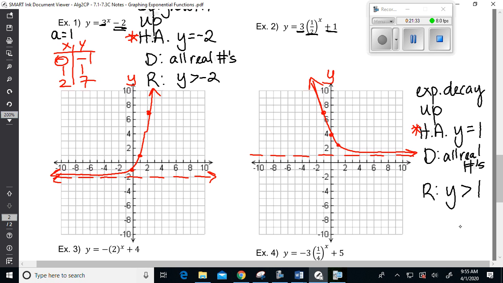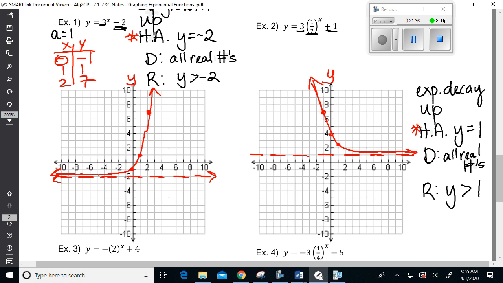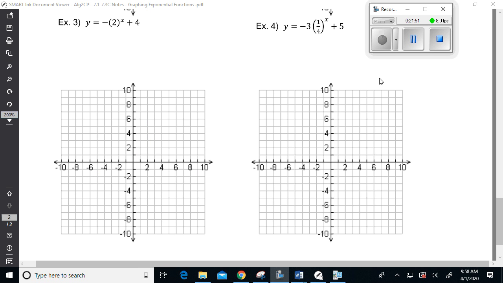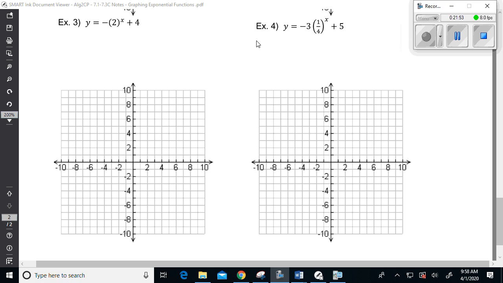All right, so we had 2 graphs that were pointing up because the A value was positive. Now we'll do a couple graphs in which the A value is negative, so these graphs should point down. All right, so let's move on to examples 3 and 4. We have 2 that were pointing up, so let's do 2 that are pointing down to finish off our notes for this section. So now we have negative parentheses 2 to the x power plus 4.